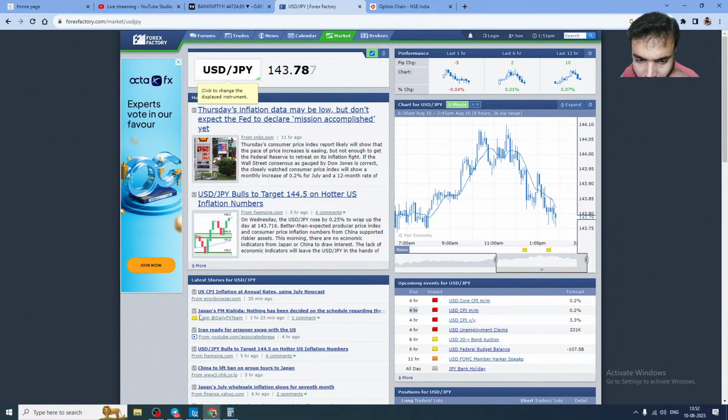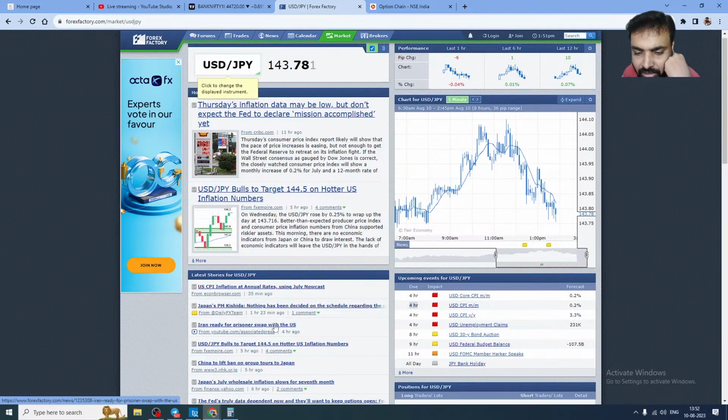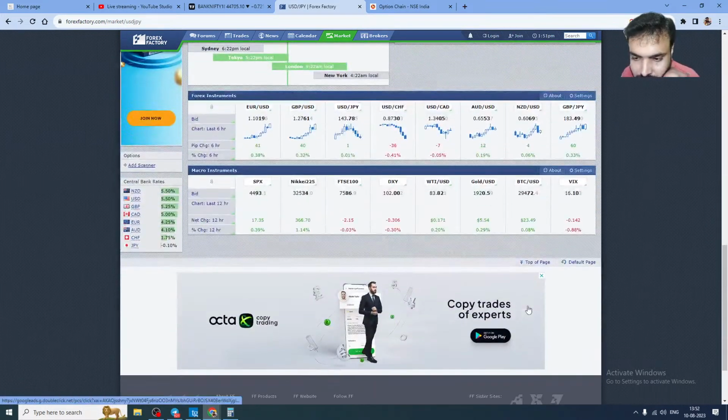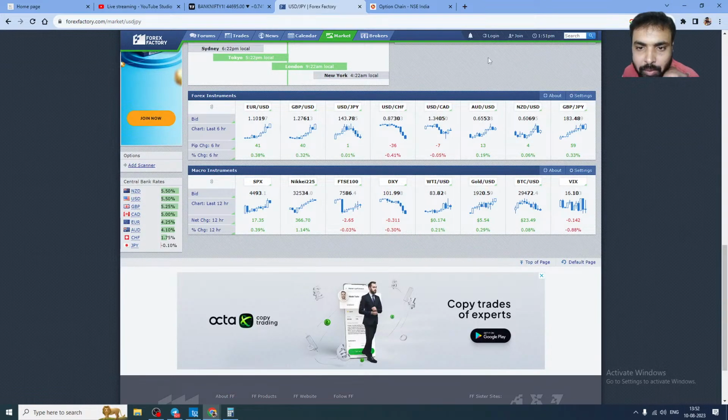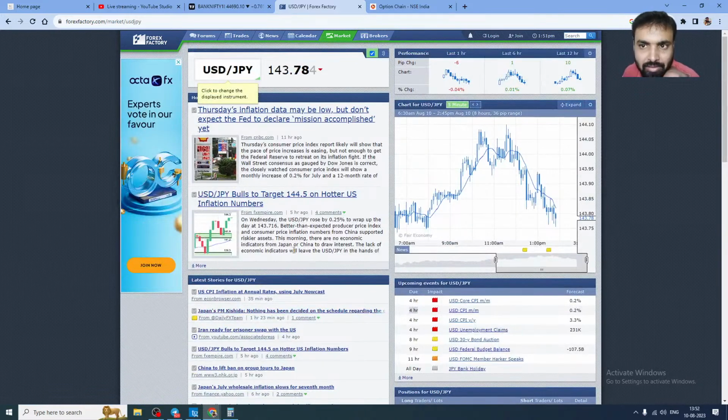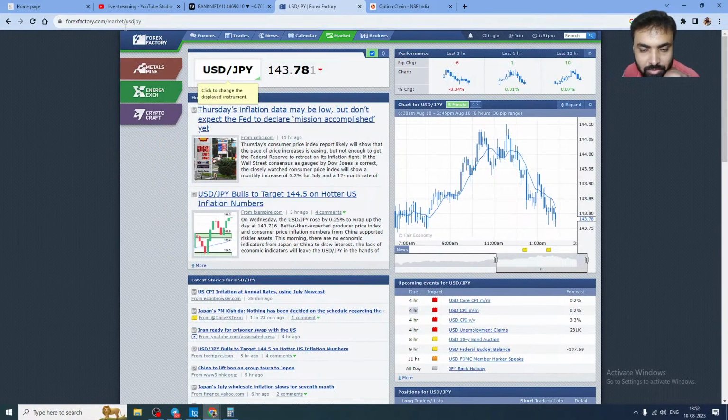And also you can see Japan's news, news related to the Japanese yen, USD JPY bulls, right? So some people's predictions and everything will be here. And this is something: brokers, how much they are charging and everything, commissions. This is overall a very good platform, but it's very underrated, to be frank. Nobody is using this.